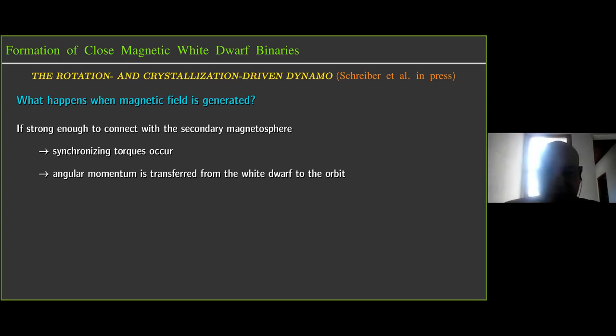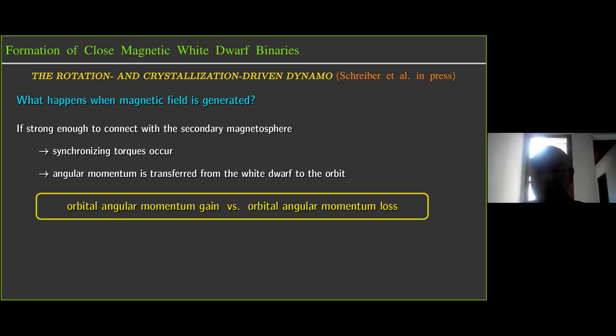The effect of the synchronizing force is to spin down the white dwarf. And because angular momentum has to be conserved, this angular momentum is transferred from the white dwarf to the orbit. So at this point, we have a competition between orbital angular momentum gain because of the synchronizing torque versus orbital angular momentum loss because of magnetic braking and/or emission of gravitational waves. The effect of the angular momentum gain is to expand the orbit, and the effect of the orbital angular momentum loss is to shrink the orbit.